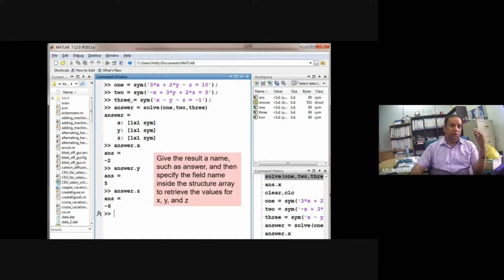So write down all three equations, then you say answer.x, answer.y, answer.z. So it will tell how much is the value of x, y, and z. Okay, so you can try this one.